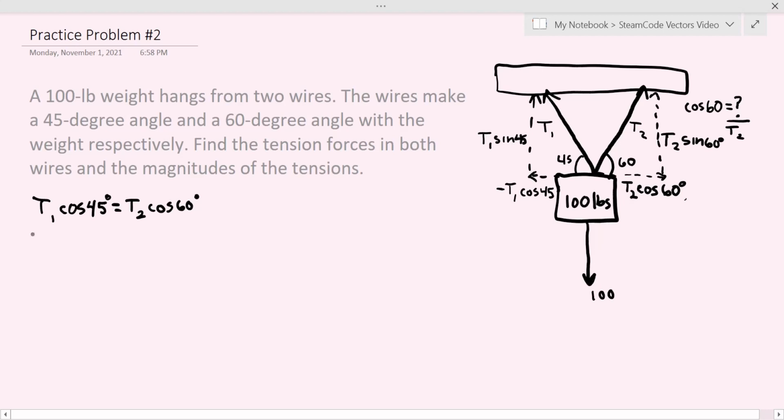So let's represent that algebraically. T1 sine of 45 degrees plus T2 sine of 60 degrees has to equal 100, because remember, it has a weight of 100 pulling down. Now we can just solve for T1 and T2 using these systems of equations.